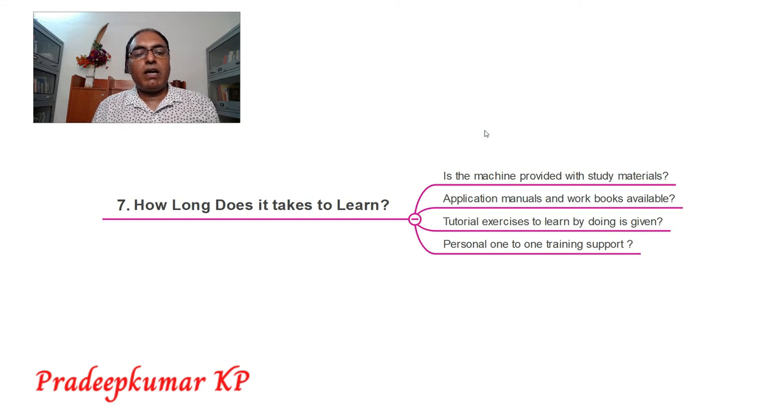Then the seventh point is how long it takes to learn. As far as the machine is concerned, we should know how to operate it. So we have to see whether the machine is provided with study material: the operator manual, application manuals and workbooks. There are different kinds of work, and how we will do them with samples and sample codes. If that is given, it will be very easy for us to learn the working of the machine.